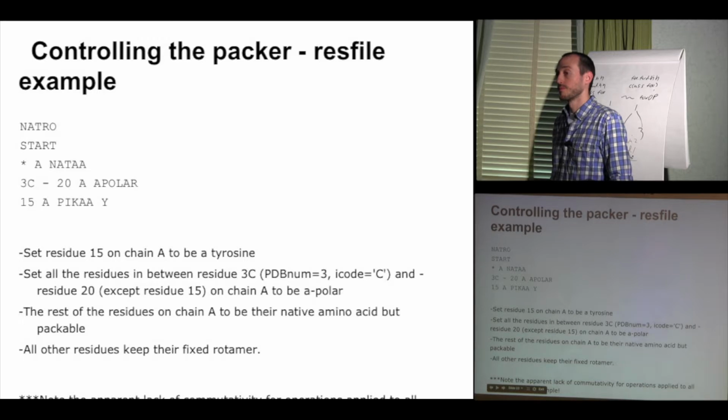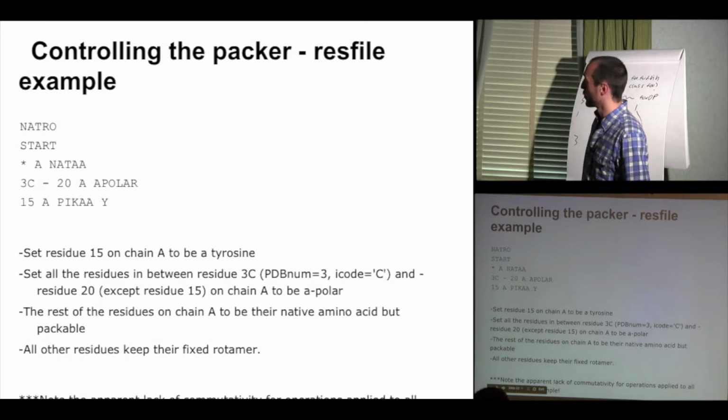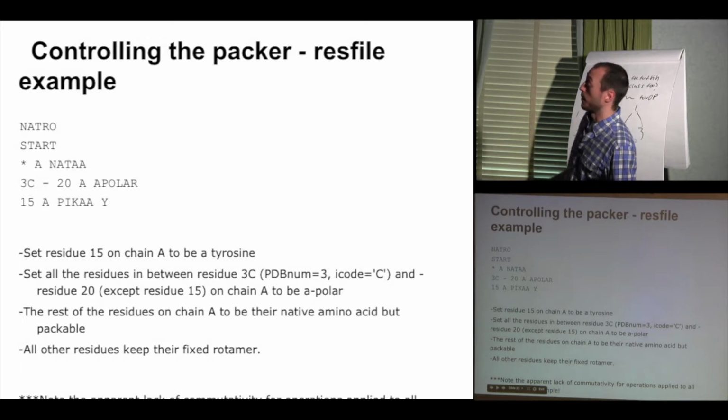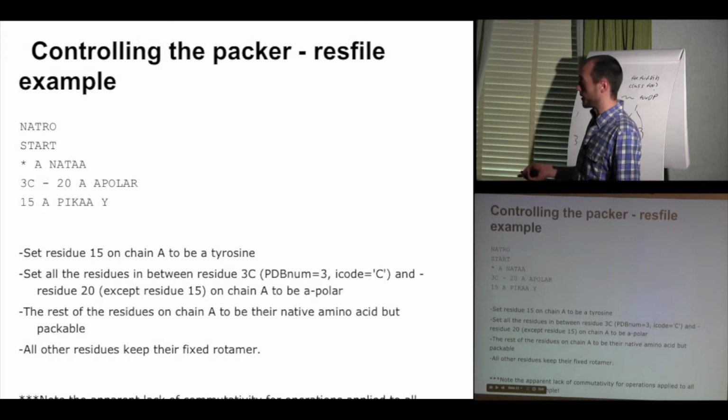Okay, cool. So this would go from residue 3C to residue 20 on chain A, and restrict them to apolar residues. As I mentioned, the set of apolar residues can be found on the wiki or in the documentation. And then the last thing is residue 15 on chain A. You're going to pick the amino acid tyrosine, so that's force designed to tyrosine. And so, what is all this going to do?